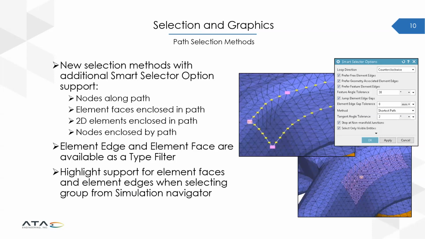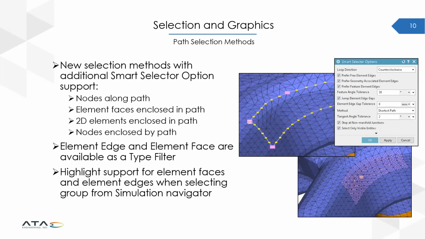Stepping into the software itself, we'll start off with some updates to selection and graphics, beginning with some new path selection methods. There are 4 new methods available with Simcenter 2019.2 or the most recent version of NX. Those options are nodes along path, element faces enclosed in path, 2D elements enclosed in path, and nodes enclosed by path.